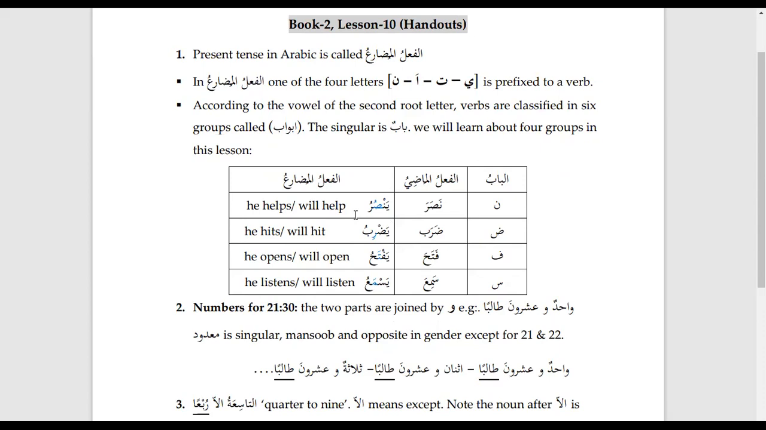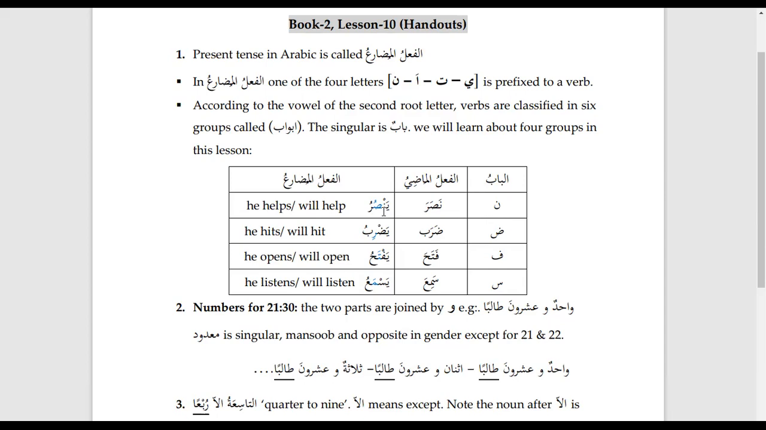That's why when we use the dictionary, we will see, for example, nasara, and after that, maybe we will see the root letters, and after the root letters, we will see noon. So what does that mean? That means that this verb group belongs to the family of nasara. So the second root letter will be with dhamma, yansuru.